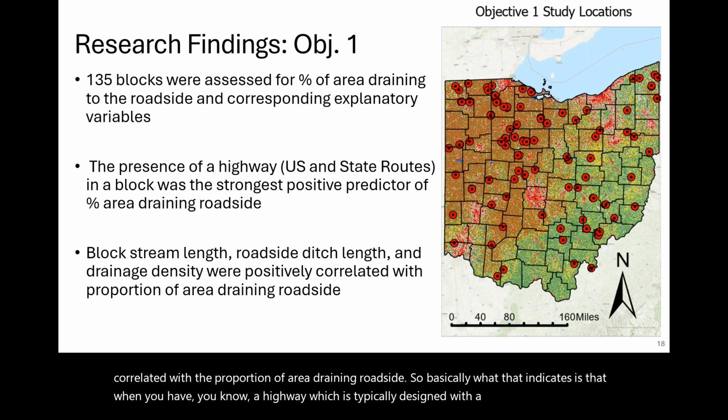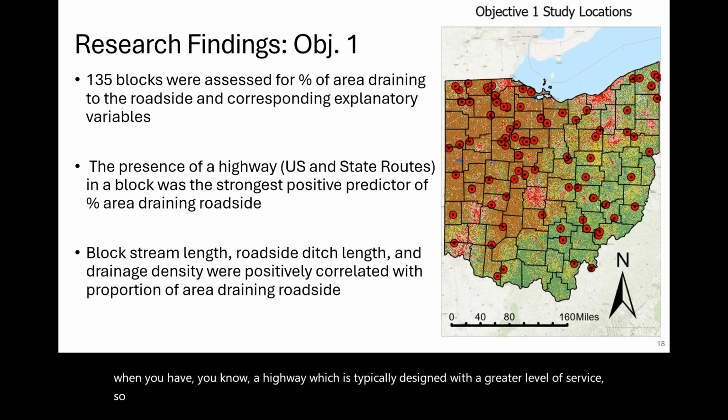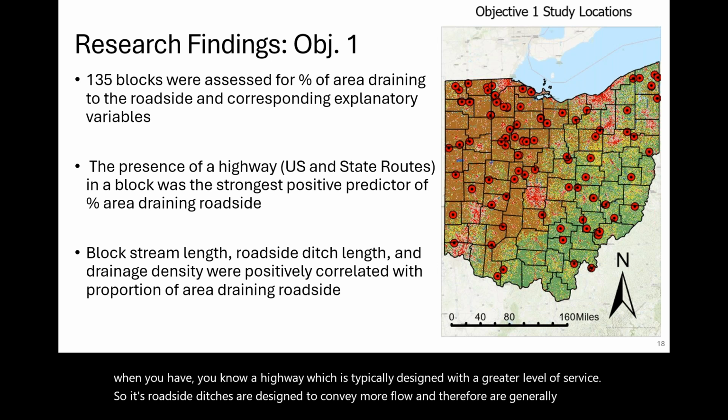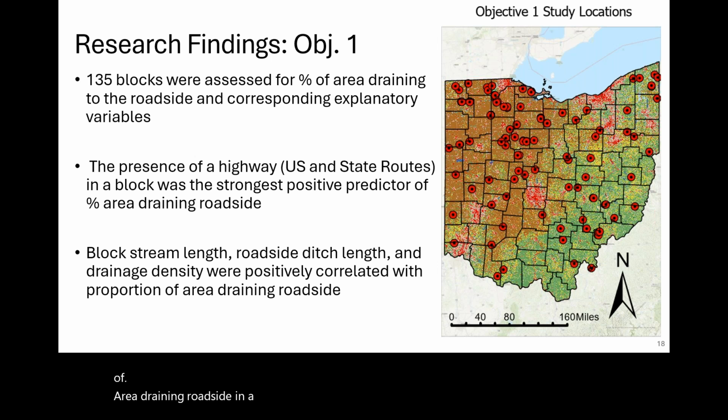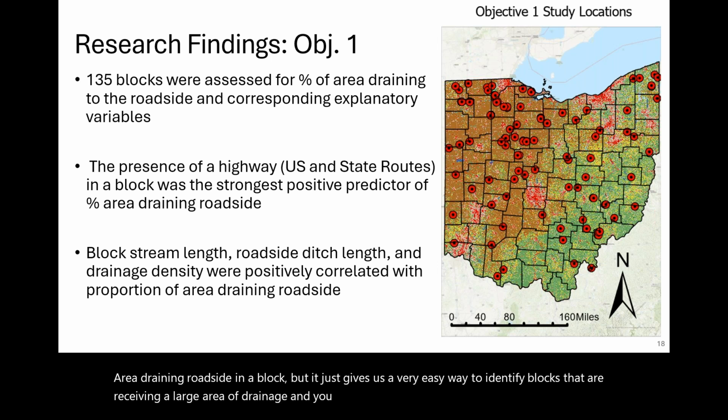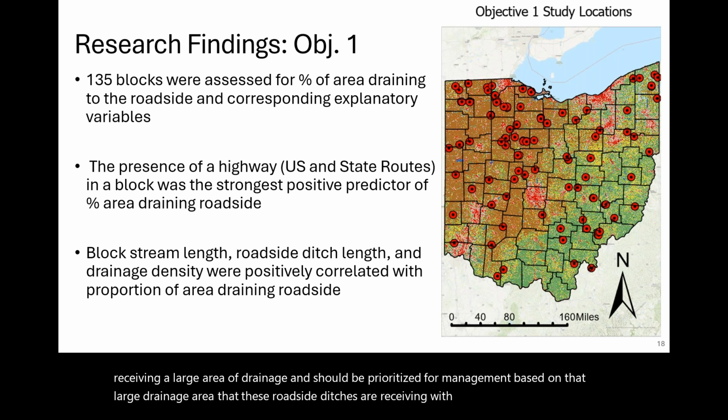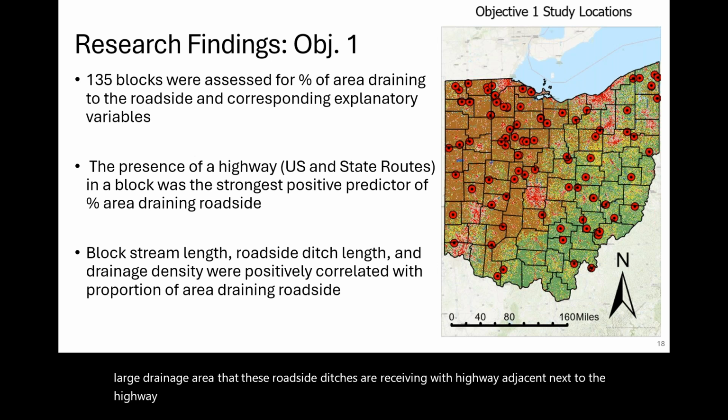greater level of service, its roadside ditches are designed to convey more flow and therefore are generally larger. And so this may be the reason that they were correlated with a greater percentage of area draining roadside in a block. But it just gives us a very easy way to identify blocks that are receiving a large area of drainage and should be prioritized for management based on that large drainage area that these roadside ditches are receiving with highway adjacent blocks.